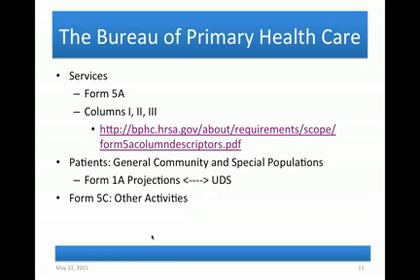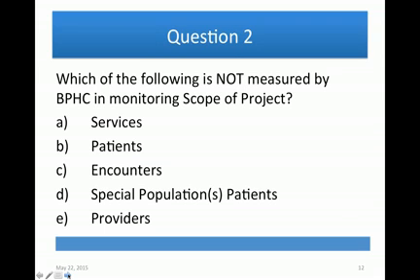So it's just important that Form 5C be kept current, and all entries on Form 5C are considered self-updates and are very easy to do. I would refer you to the PIN for examples of those other special activities.